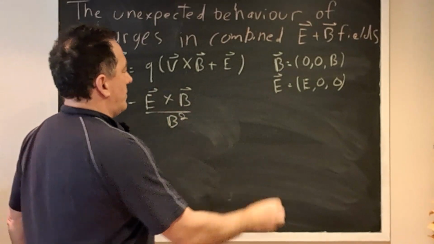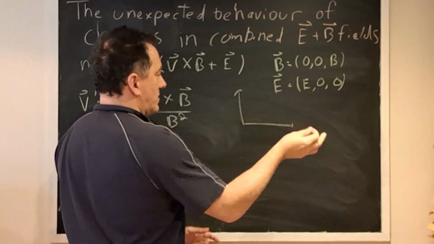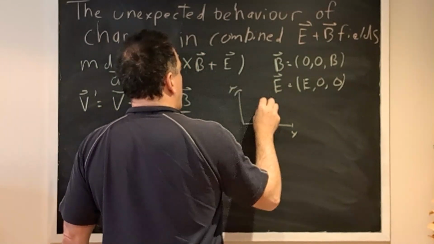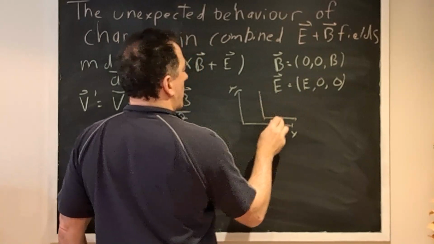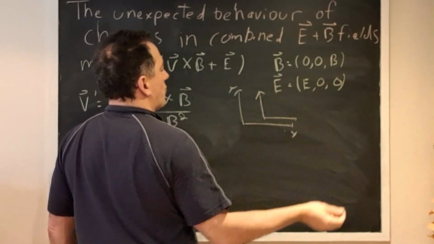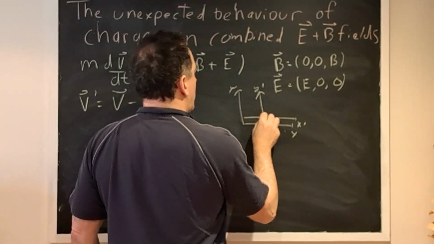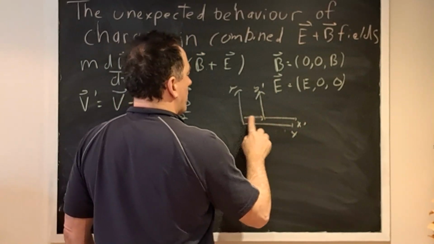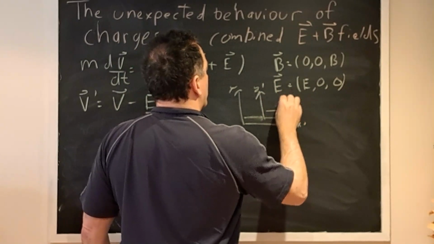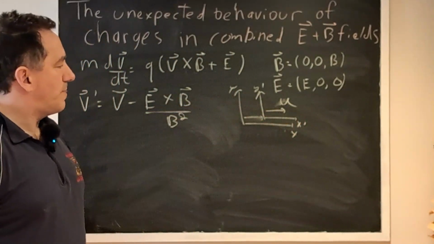If you have two reference frames that move relative to each other, and we have a first reference frame here with x and y, and the second reference frame, I will offset them, but ideally they would be the same x, just so that we see what's happening. I will offset them a little, x prime and y prime, and this one moves with a certain velocity u relative to the first one.